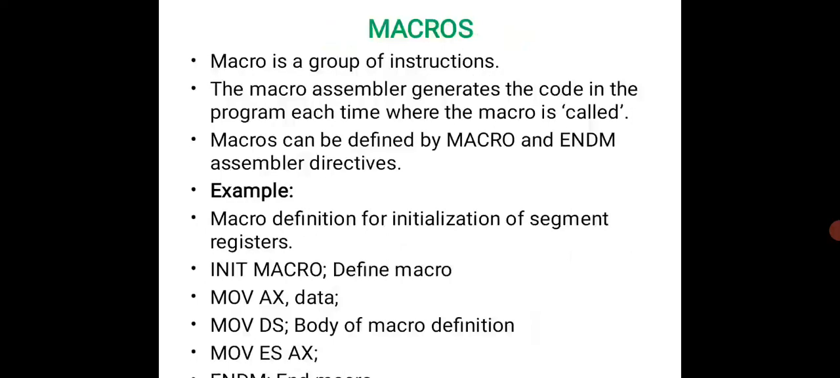So the fourth assembly component is called a macro. It is again a group of instructions. The macro assembler will generate the code in the program each time the macro is called. They are defined by MACRO and ENDM, which are assembler directives. Here is an example macro definition for initialization of segment registers. You could see here INIT MACRO, which defines a macro, and we have some statements like MOV AX, DATA, MOV DS, AX, and the end of the macro. Whenever the macro INIT is called, these statements will be substituted.